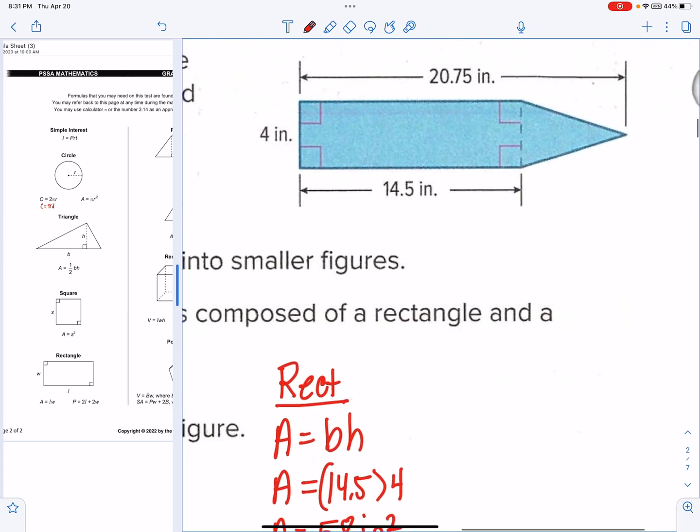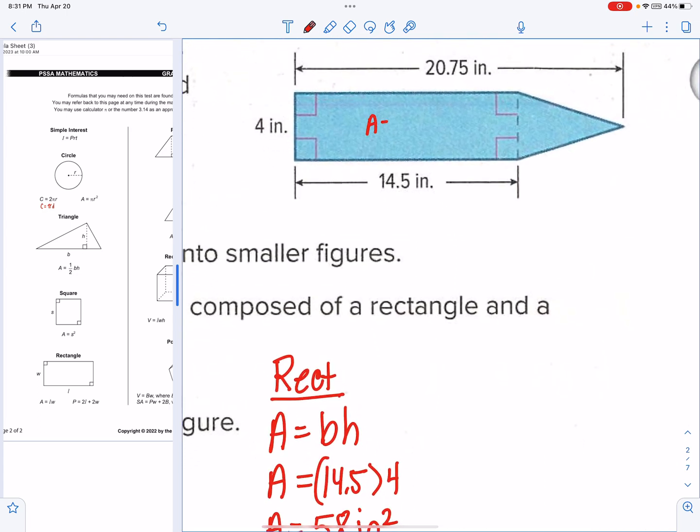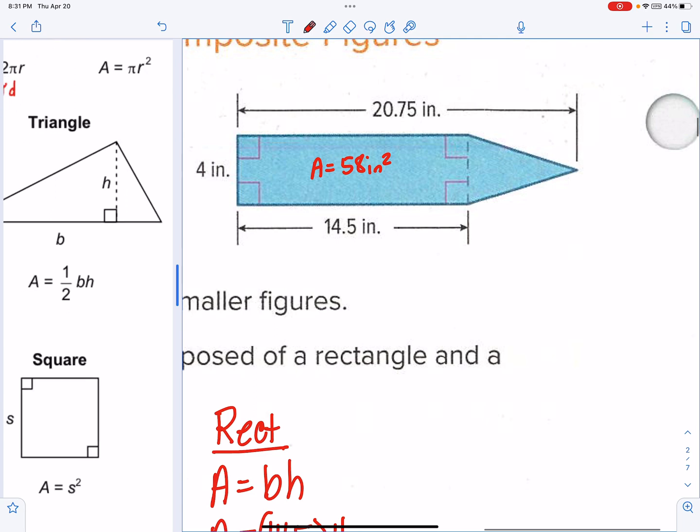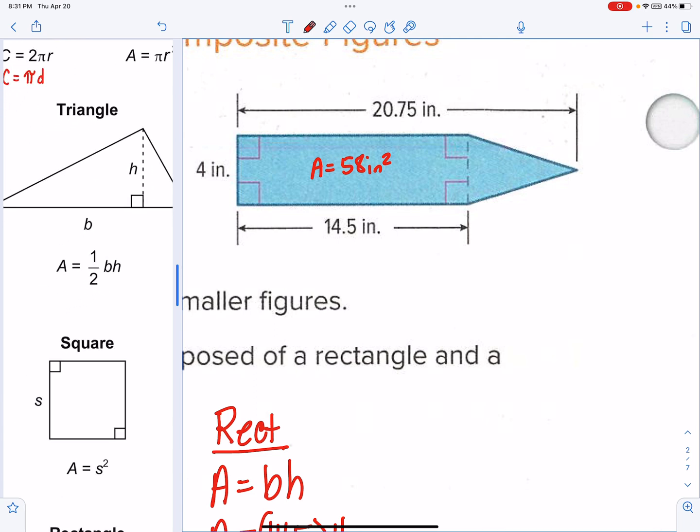So I'm going to go ahead and mark that in here, that this area is 58 inches squared, and then we're going to add it with the triangular area. Okay, so the area of a triangle is 1/2 base times height. Okay, it's half a parallelogram. So my base is this here. Okay, and I know that's 4 from over there.